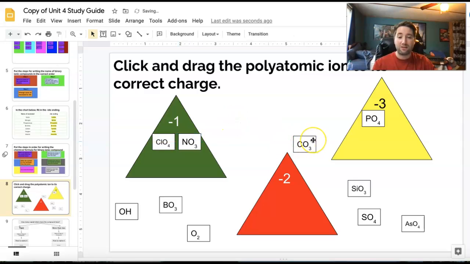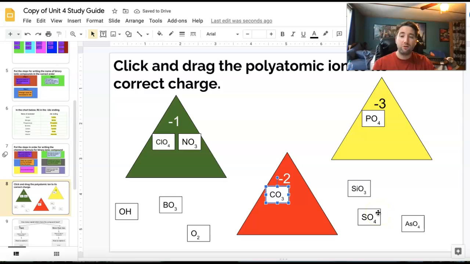Alright, next one, we've got CO3. I know that one to be carbonate. And the charge of that one is -2. Alright, next one, we've got SO4. SO4 is going to be known as sulfate. So let's click and drag sulfate to -2.